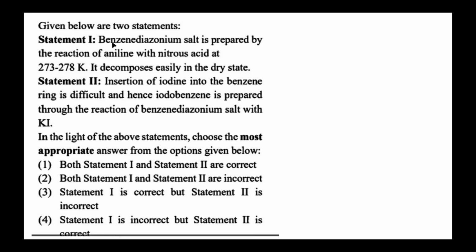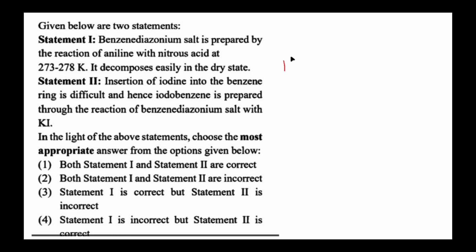The next question is, given below are two statements. Statement 1: benzene diazonium salt is prepared by the reaction of aniline with nitrous acid at 273 to 278 Kelvin. It decomposes easily in the dry state. Statement 2: insertion of iodine into the benzene ring is difficult, and hence iodobenzene is prepared through the reaction of benzene diazonium salt with potassium iodide. In the light of the above statements, choose the most appropriate answer.